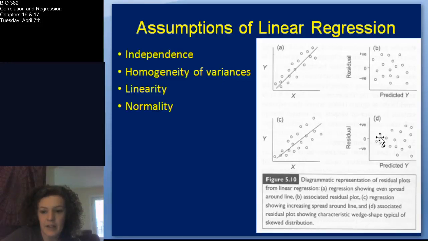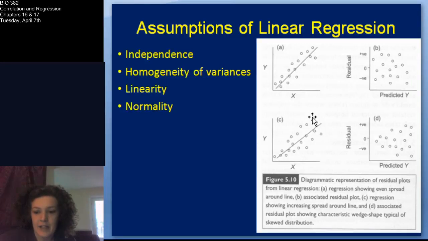This, you do not want wedge-shaped. This is showing you where you would have a skewed distribution. So you don't want wedge-shaped residuals versus predicted plots when you're doing a linear regression. I'm going to go over this a lot more when we look at it in R, but I just want to introduce it today. This one is spread pretty evenly around the line, so pretty nice there.